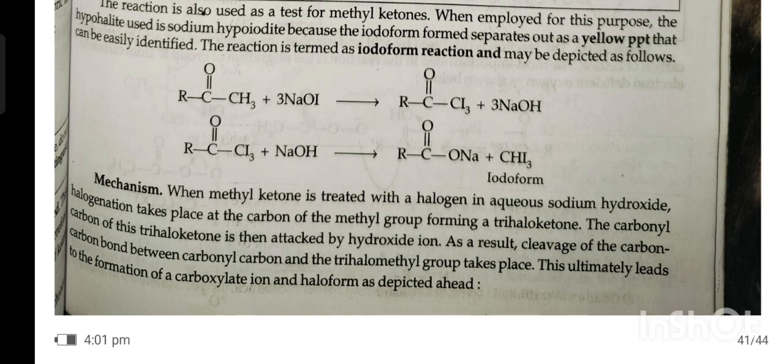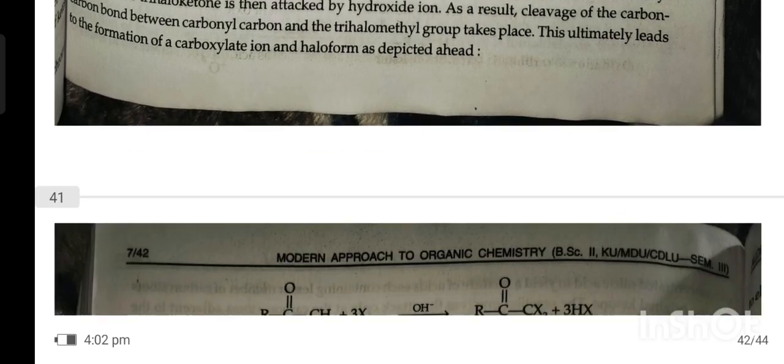Mechanism. When a methyl ketone is treated with halogen in aqueous sodium hydroxide, halogenation takes place at the carbon of the methyl group, forming a trihaloketone. The carbonyl carbon of this trihaloketone is then attacked by hydroxide ion. As a result, cleavage of the carbon-carbon bond between the carbonyl carbon and the trihalomethyl group takes place. This ultimately leads to the formation of a carboxylate ion and a haloform, as depicted ahead.